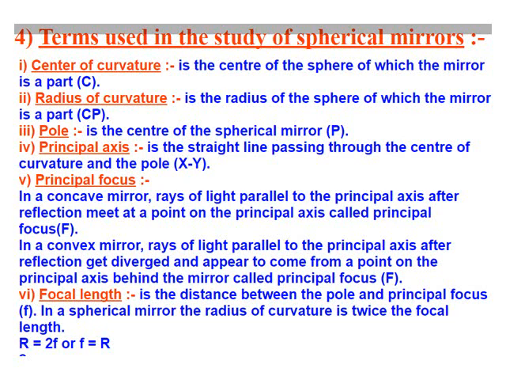Focal length is the distance between the pole and the principal focus. In a spherical mirror, the radius of curvature is twice the focal length. R is equal to 2f, or f is equal to R by 2.